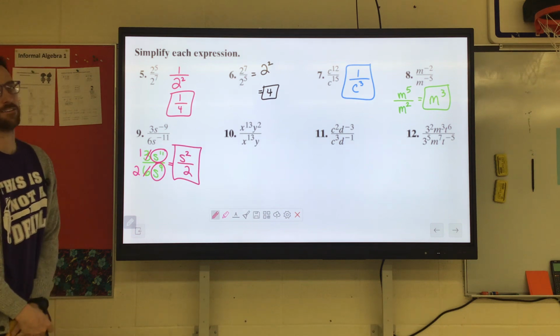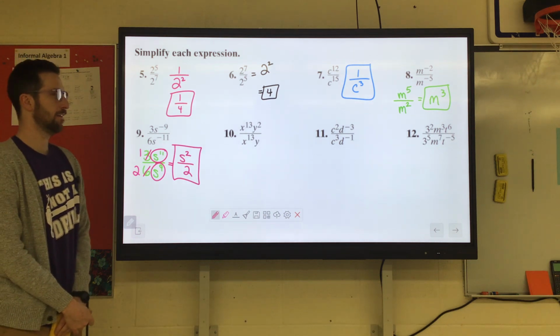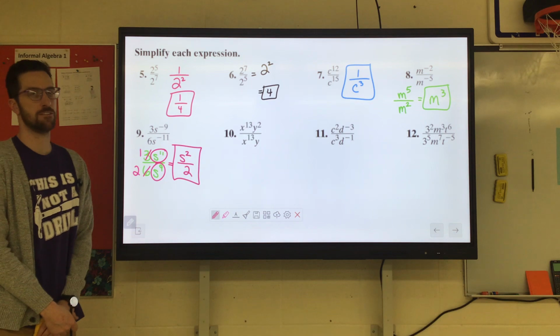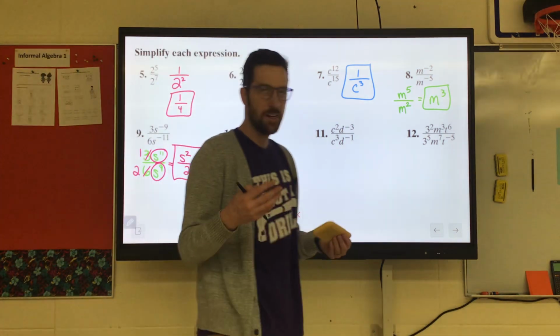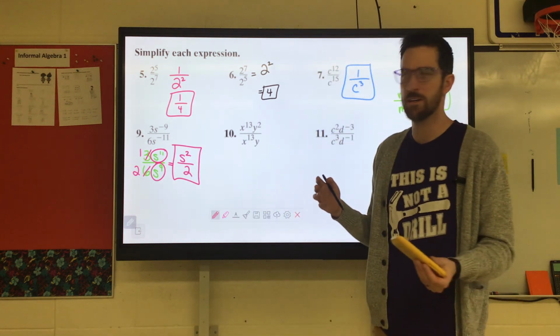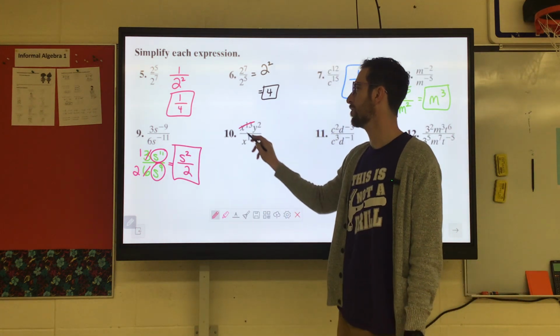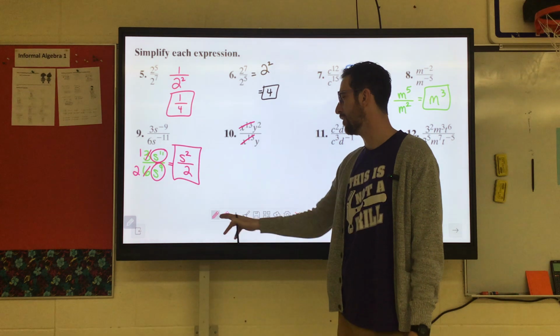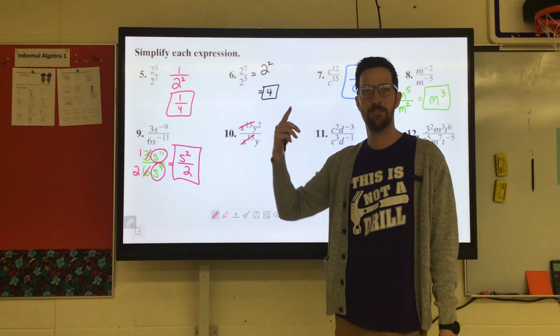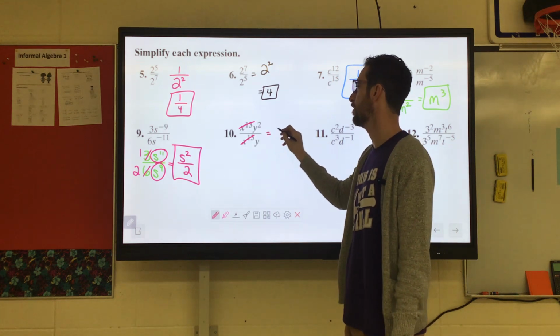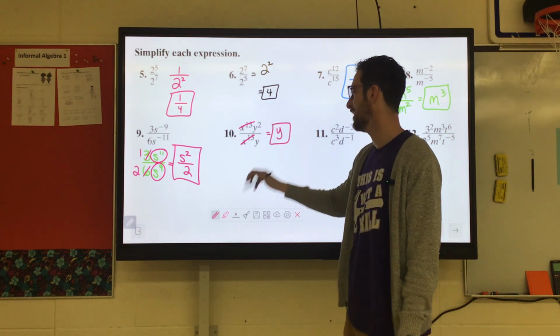Look at 10. Look at those x's. X to the 13th over x to the 13th. If you subtract those, you get x to the 0, and anything to the 0 power is just 1. So we could just cancel those out completely. All we have left is y squared over y. There's more y's up top. 2 minus 1 is 1. So we have y to the 1st. That's it.